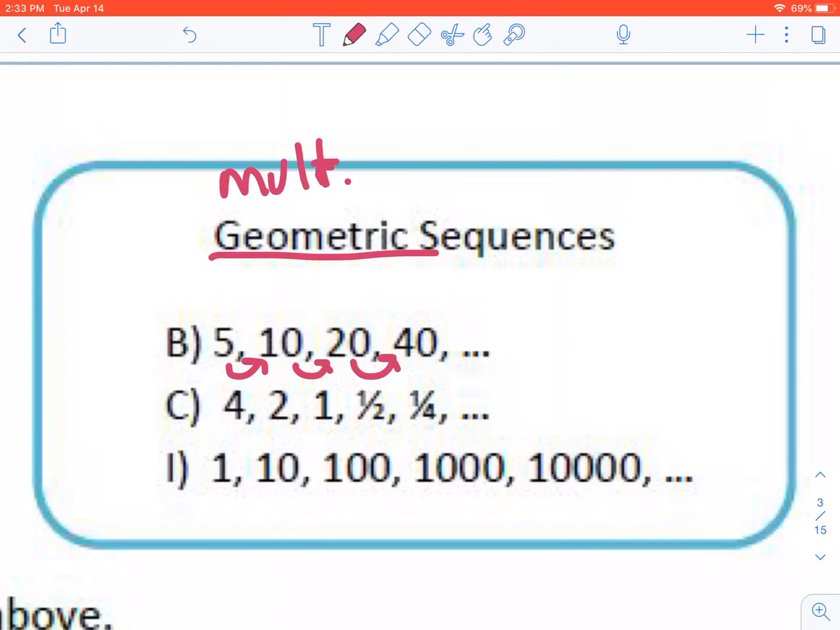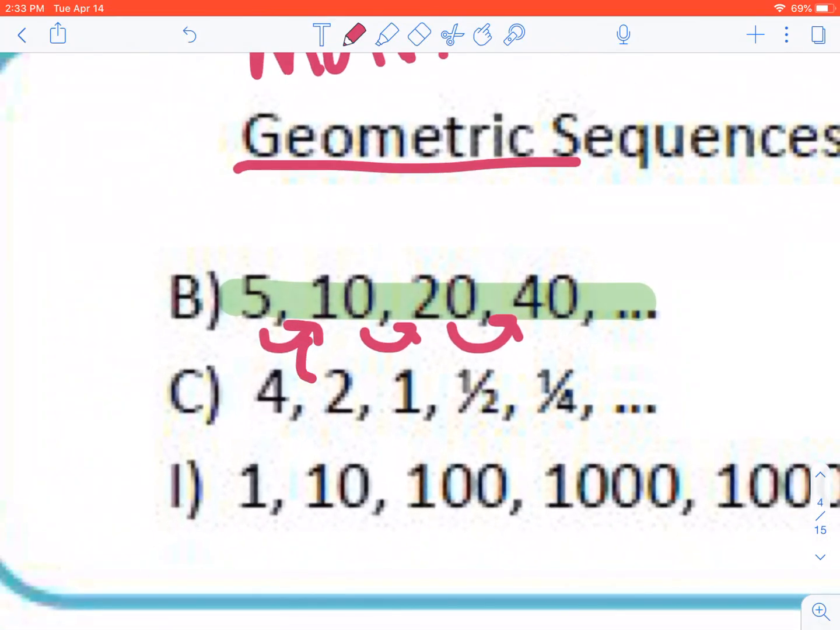And now what we're going to do is look at that first sequence right here, the one that I've started marking up, and we're going to see if we can find what we are multiplying by to get to the next number. So 5 times what is going to be 10, and the answer is going to be times 2. 10, will it still work times 2? Yes. And 20 times 2, yes. So every time we're multiplying by 2, so your R value is going to be 2 for that one.